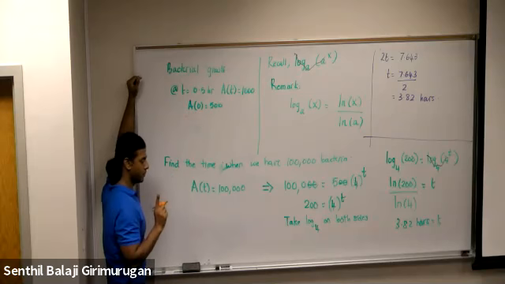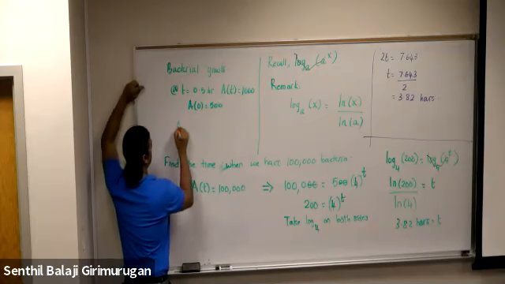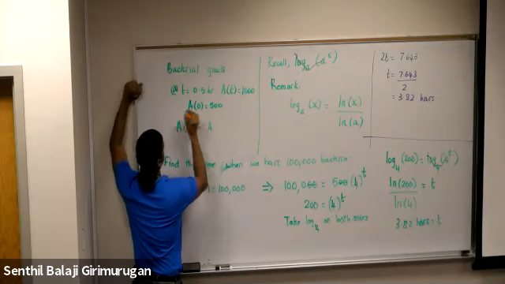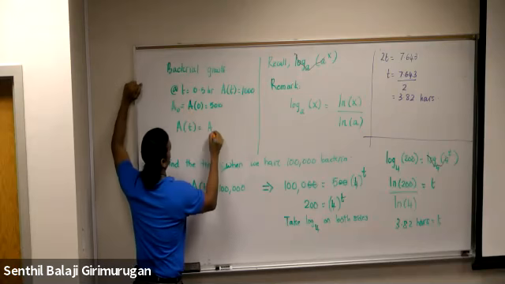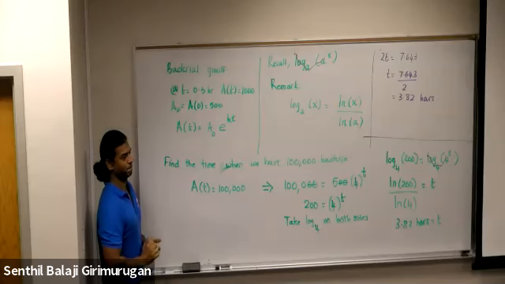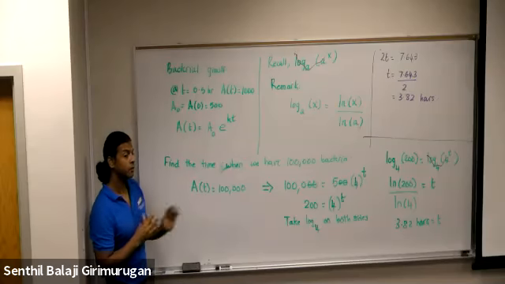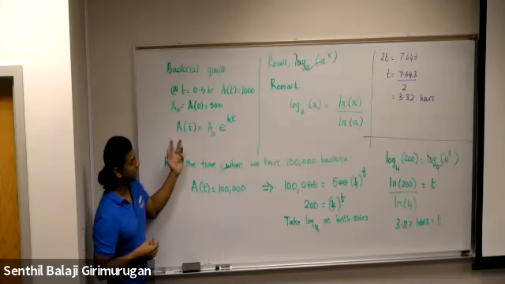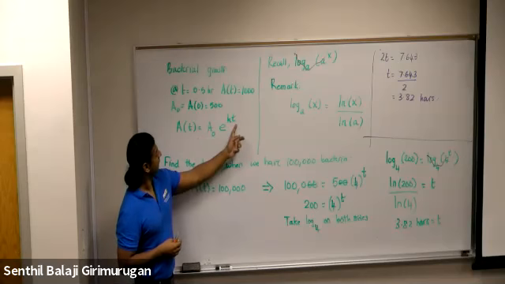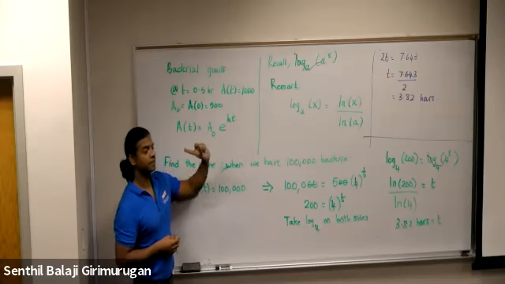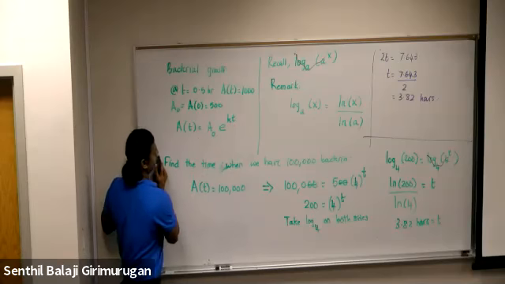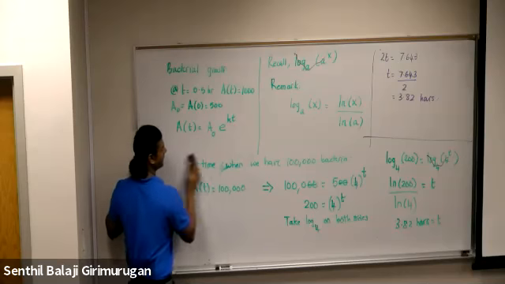Good. Now I want you to fit the model. A of t is equal to A naught e raised to k times t. Switch the base. So this is 1,000, that is 500, and t would be 0.5. So we want to solve for k. I'm going to erase this part.